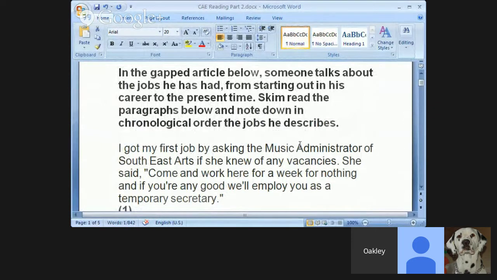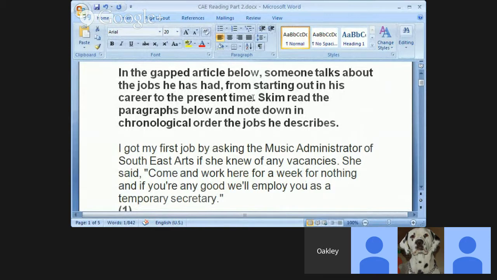But let's take a look. Okay, you're going to get a little bit of an introduction. In the gapped article below, someone talks about the jobs he has had from starting out in his career to the present time. Great. So at least we know that we have chronological order. Starting out to the present time. Super. Well, that's a little helpful at least. They won't always be chronological order articles, by the way. If you get lucky, it will be. But it doesn't necessarily have to be.